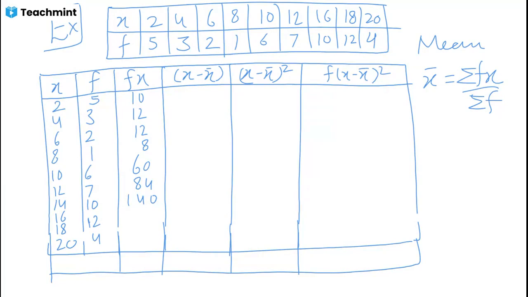So 2, 4, 6, 8, 12. Okay, one value is missing here. Sorry, that is why. 14, 16, 18, and 20, and that frequency is 1.